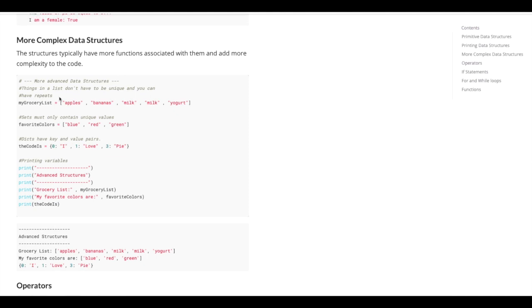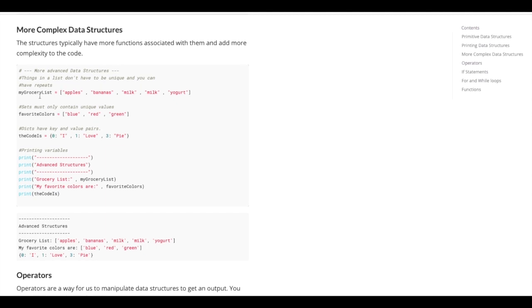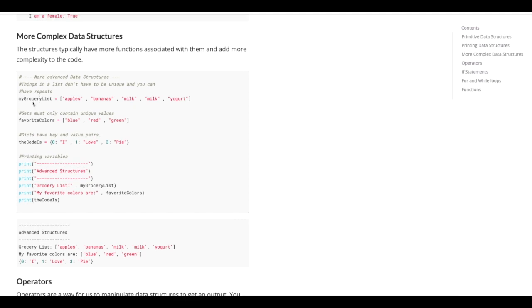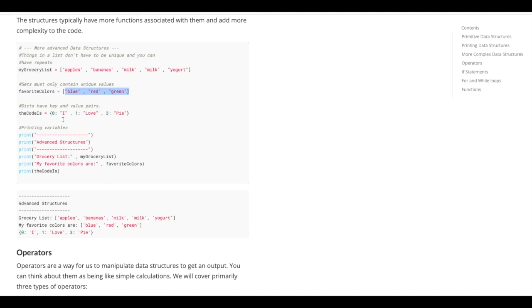So here, again, this is more complex, like printing complex data structures. Here is an example of a grocery list. A grocery list can have repeating things in it, like milk over here, which is repeated twice. In a set, you can only have unique values, so you don't see anything repeating. And then dictionaries have keys, which are always on the left of the colon, and values, which are on the right. And then I'm just trying to print everything out over here.